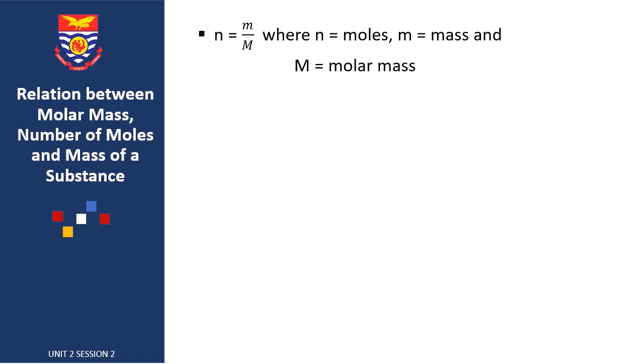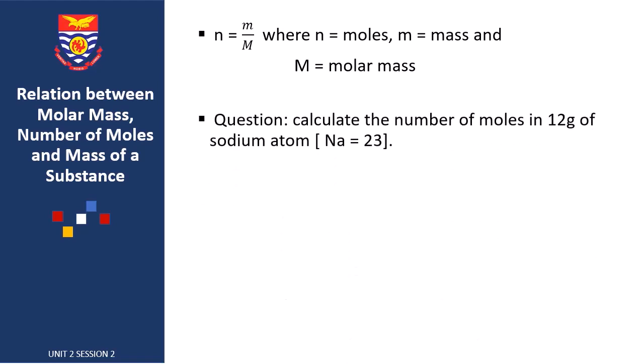Let's try some questions. Let's start with this, where we are to find the number of moles in 12 grams of sodium atom. Remember, this time around we are not looking at entities, we are not looking at particles. So we don't need Avogadro's number here. We are only looking for a number of moles. Let's see what we have been given in the question. We have been given mass, and we've been given the atomic mass, which in this case we are going to use as our molar mass. So the mass is 12, molar mass is 23. We go for our relation, n is equal to small m over capital M, and then we do our substitution, and our answer is 0.52.